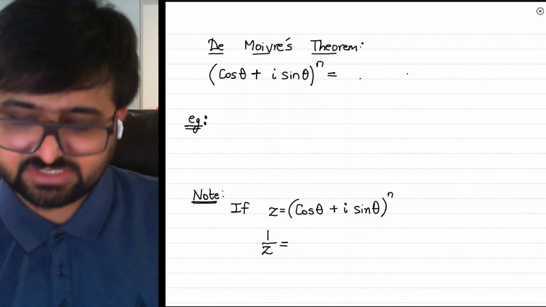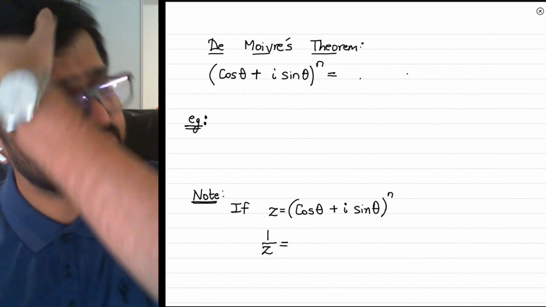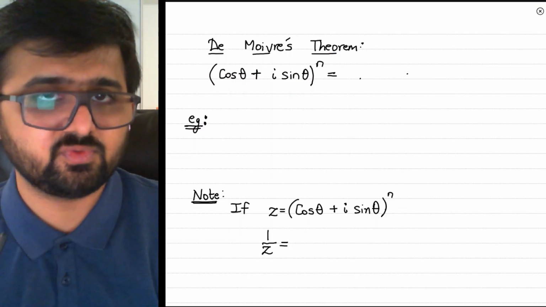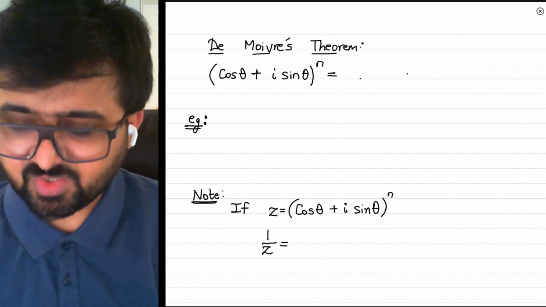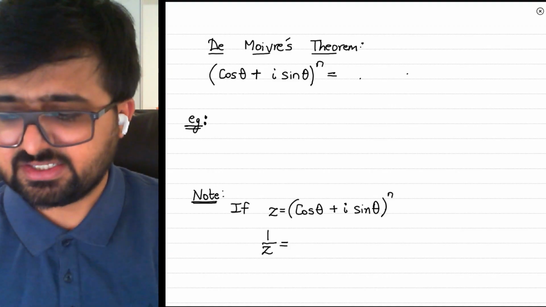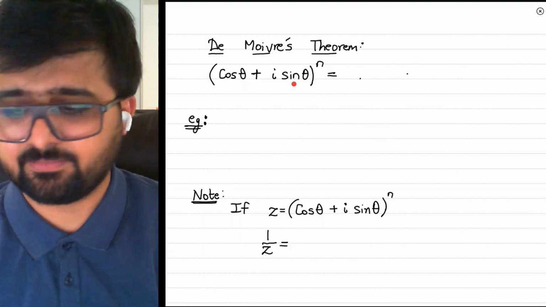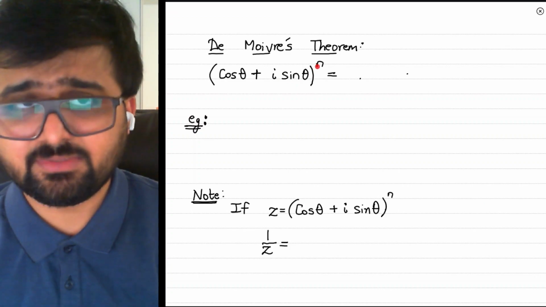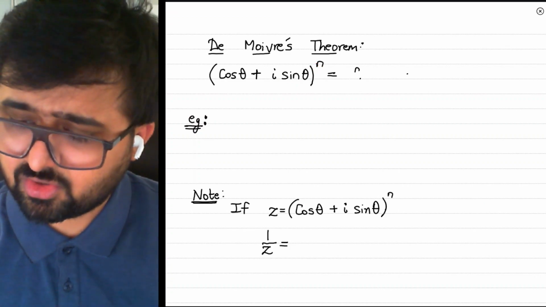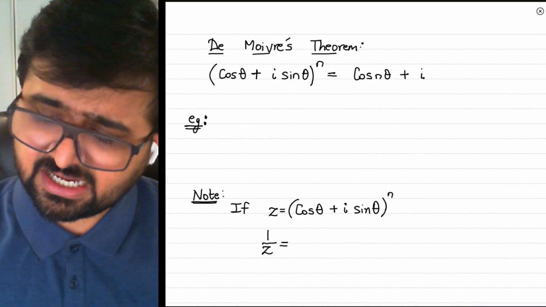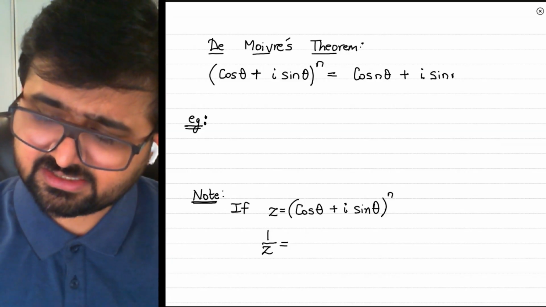Now let's look at de Moivre's theorem, one of the most important theorems in this chapter, complex numbers. At least one problem you will get based on this theorem. Let's see what this theorem says. It says that if you have cos theta plus i sin theta to the power n, that can be written as cos n theta plus i sin n theta.